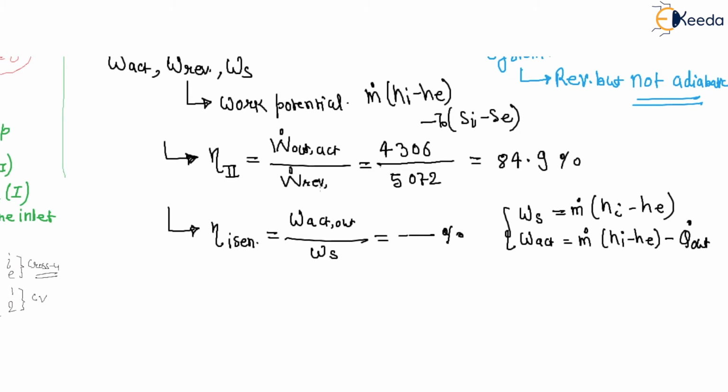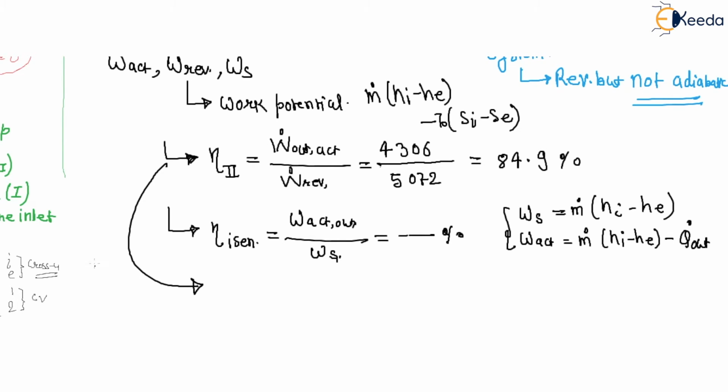Right? So this is very important. Second law efficiency is actual work by reversible work, and isentropic efficiency is actual work by isentropic work. Right? So keep in mind.